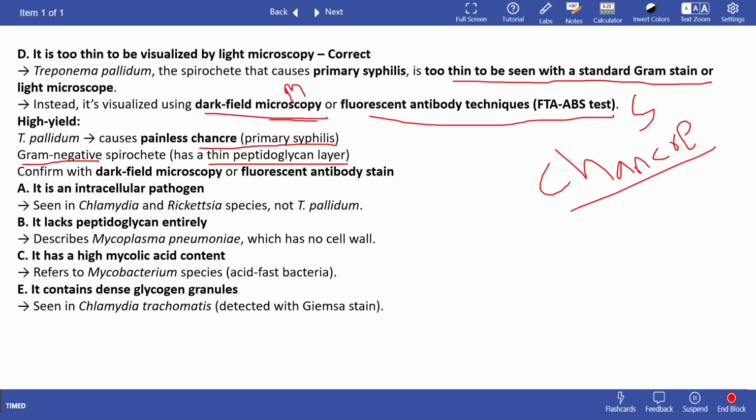Right, so, it is an intracellular pathogen. This is wrong because Chlamydia and Rickettsia are intracellular pathogens, and pallidum is not intracellular. And it has a peptidoglycan layer, albeit a thin one, but it does have a peptidoglycan layer. Mycoplasma, on the other hand, lacks a peptidoglycan layer. C, it has a high mycolic acid content. This is in Mycobacterium species, not in Treponema species. And it contains dense glycogen granules. This is pathognomonic for Chlamydia trachomatis, not for Treponema.